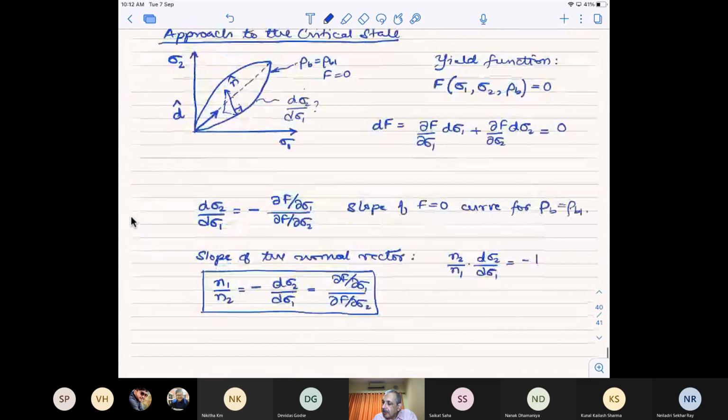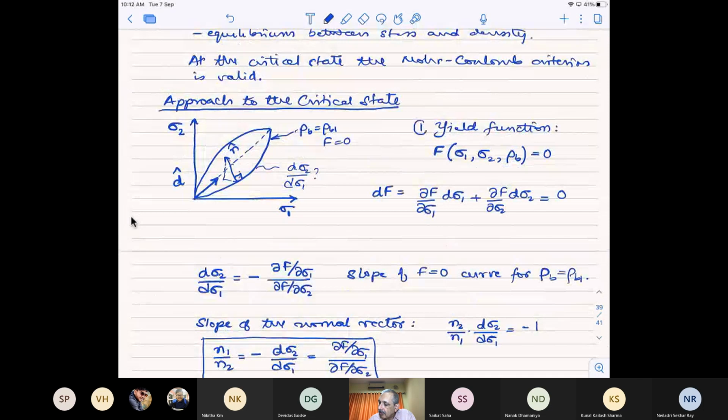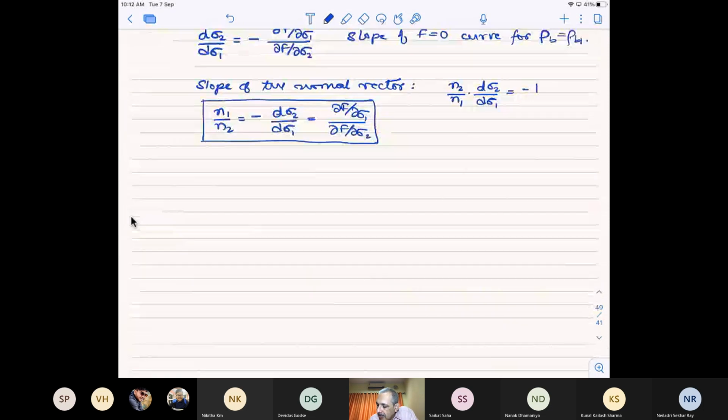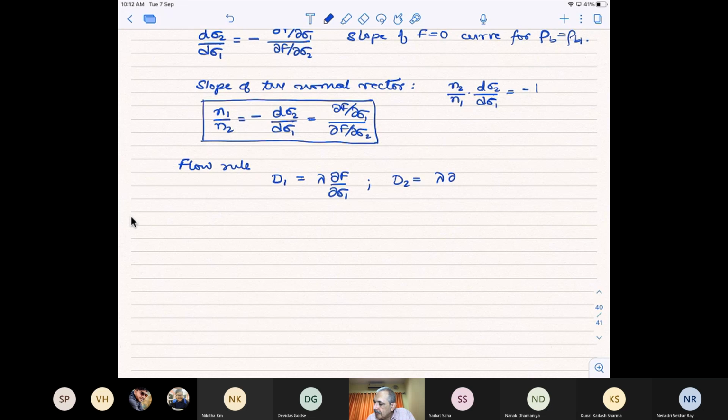Okay, now if you remember, this was one part of the critical state theory, that you have a yield function. The second thing is the flow rule, which basically states that d1, the principal component of the rate of deformation tensor, is equal to lambda times del f by del sigma 1. This is for an associated flow rule. And d2 is just lambda times del f by del sigma 2. So this essentially gives us a relationship between the rate of deformation tensor and the stresses.